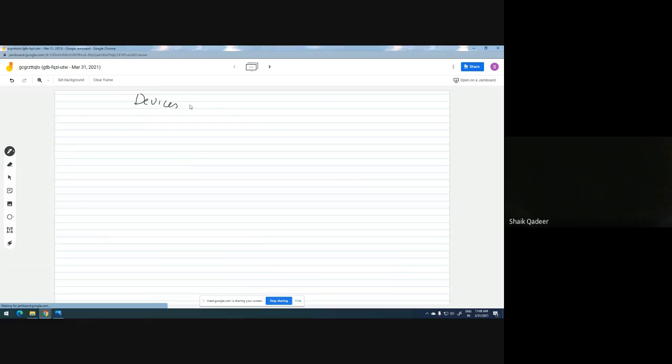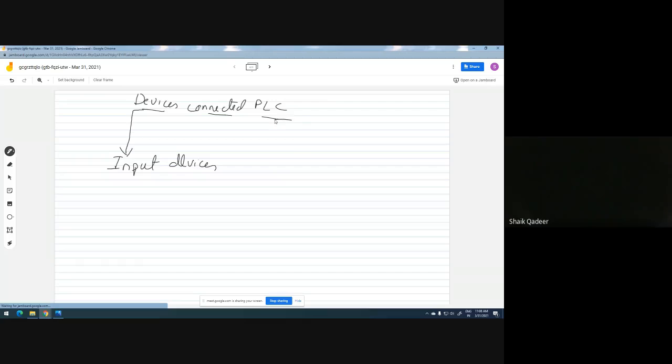Devices connected to PLC. Okay. Let us see the devices which can be connected to PLC. So basically, we can categorize this into two types. One is input devices, right?